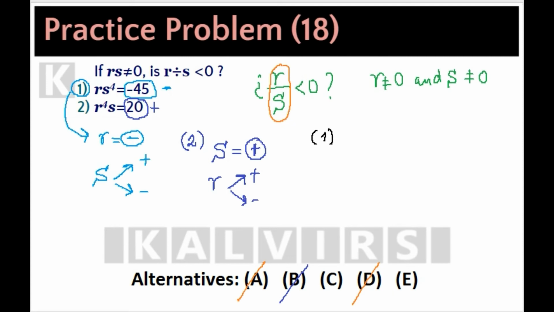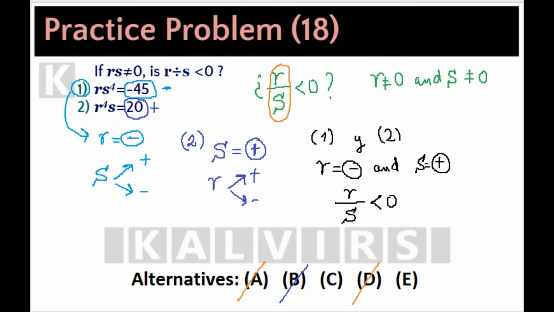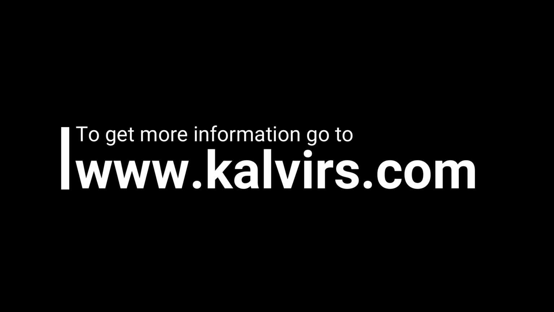Now we need to use both statements together. From 1 and 2, r is a negative number and s is a positive number. Therefore, the quotient r over s must be less than 0. Statements 1 and 2 together are sufficient to answer the question. Therefore, alternative E is eliminated, and choice C is correct.